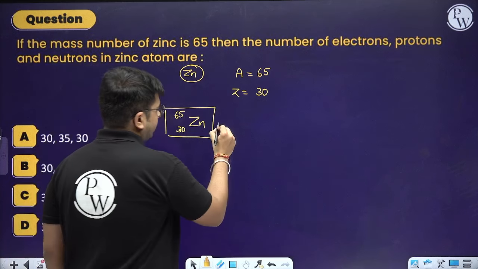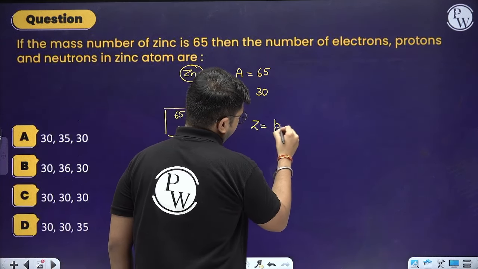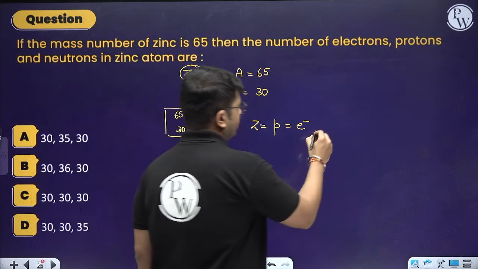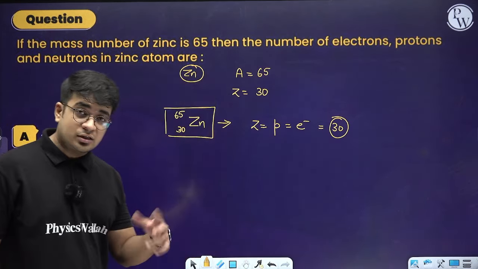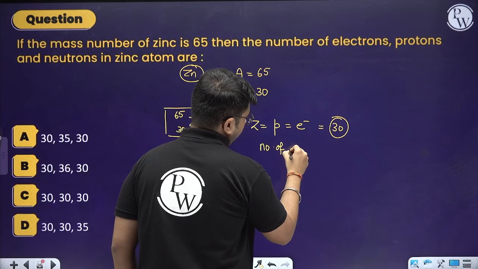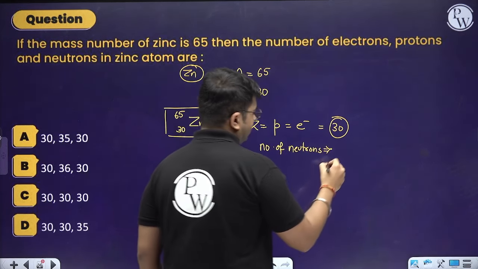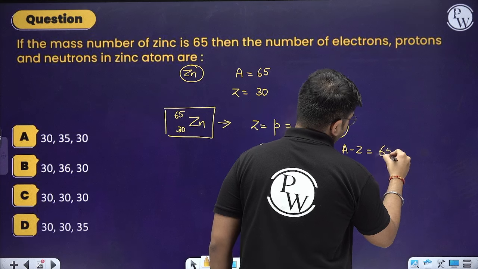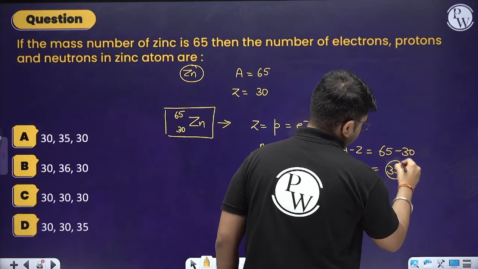Okay, now it is a neutral species, so we know that Z will be equal to the number of protons, which is equal to the number of electrons, and this Z value is actually 30. So in this case we have 30 electrons, 30 protons. Now if I talk about the number of neutrons, that will be A minus Z, that is 65 minus 30, and that value will be equal to 35.